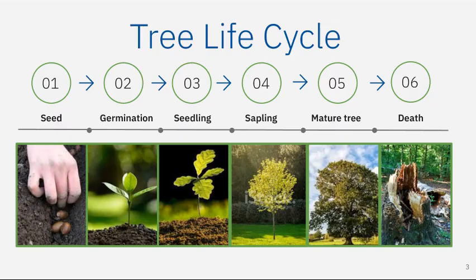Mature trees can reproduce by creating flowers, seeds, or cones. Mature trees can live for decades or centuries depending on the species. As a tree begins to enter the end of its life cycle, it decomposes and returns its nutrients back to the environment.